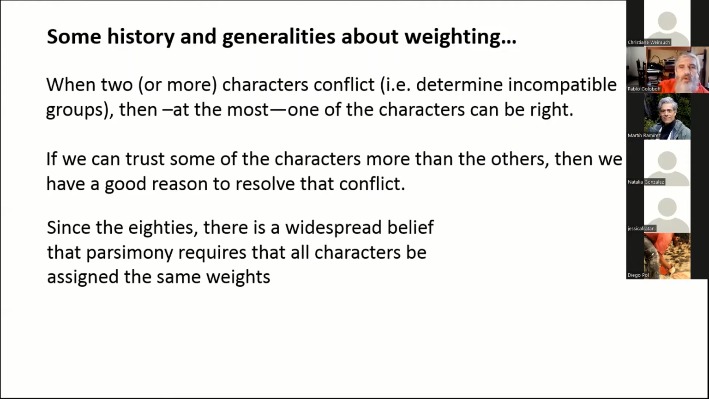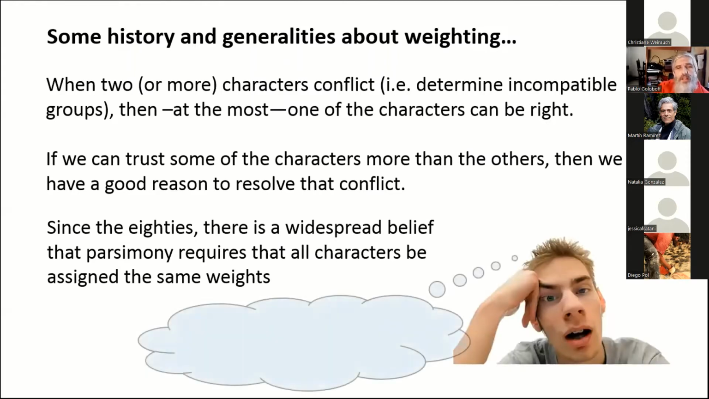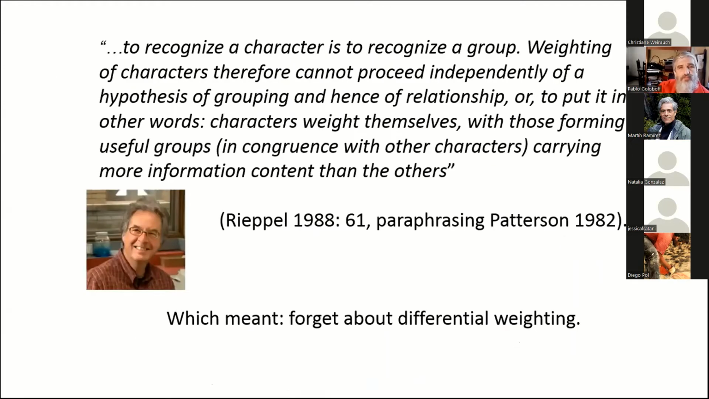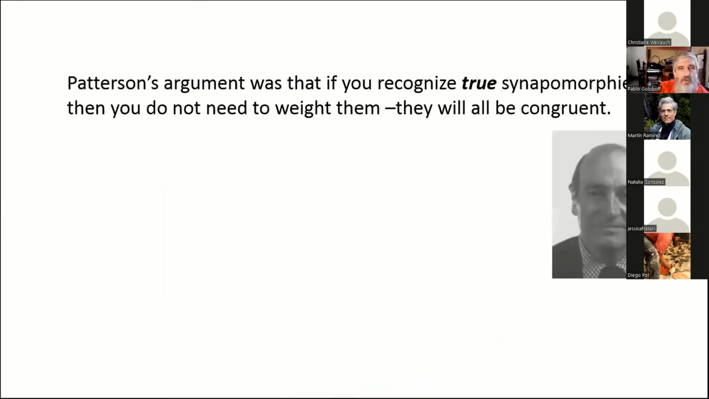Since the 80s, there is a widespread belief that parsimony requires that all characters be assigned the same weight. So people tend to think that if you do character weighting, you are not doing parsimony. So a number of authors have expressed that opinion. For example, Rieppel, in his book in 1988, said that to recognize a character is to recognize a group. Weighting of characters, therefore, cannot proceed independently of a hypothesis of grouping and hence of relationship. Or to put it in other words, characters weight themselves. And he said this paraphrasing Patterson, 1982, another influential paper. This meant forget about differential weighting.